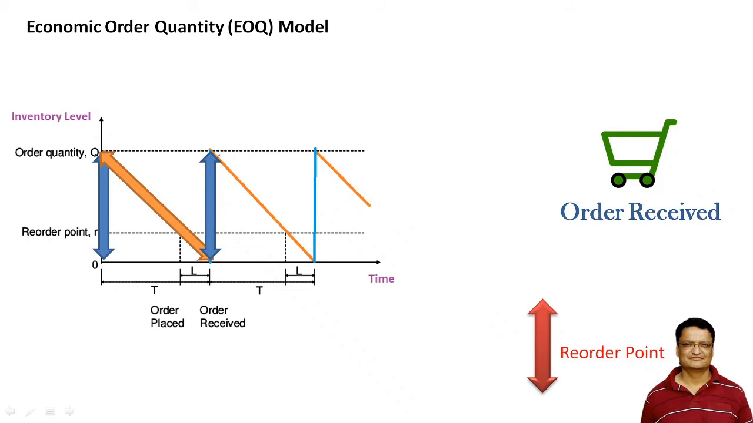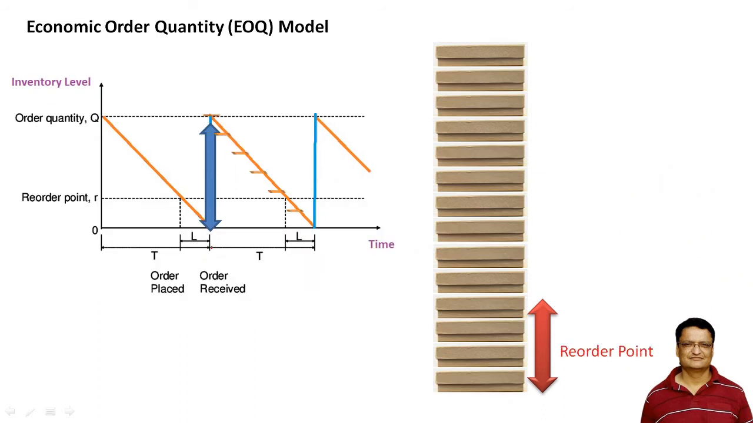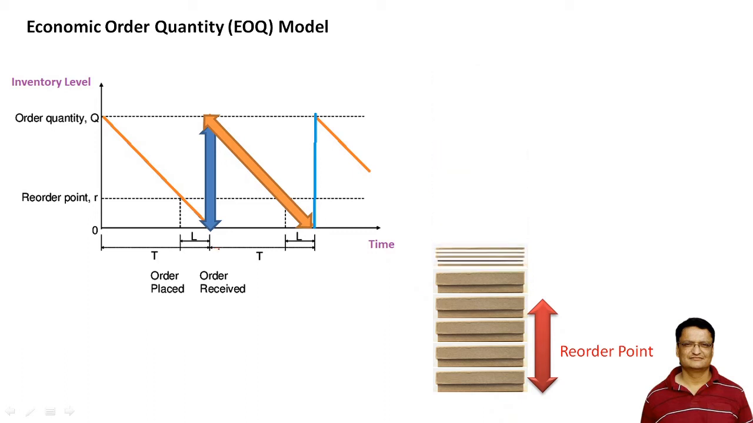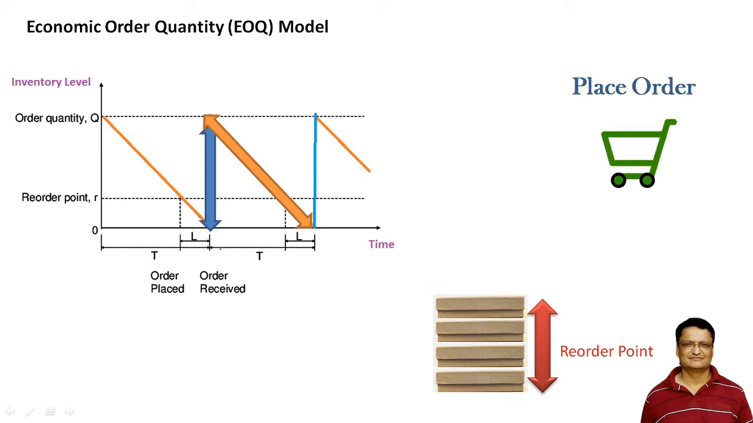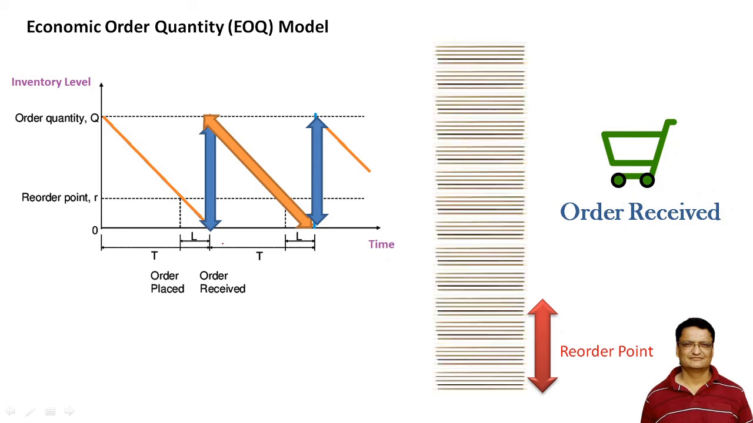So again this complete stock is available and the second cycle will start. Again you will start consuming the atoms, right? And once it reaches the reorder point, you will place the order one more time and again consume the remaining atoms until that time your order will reach, and this way the things will continue.